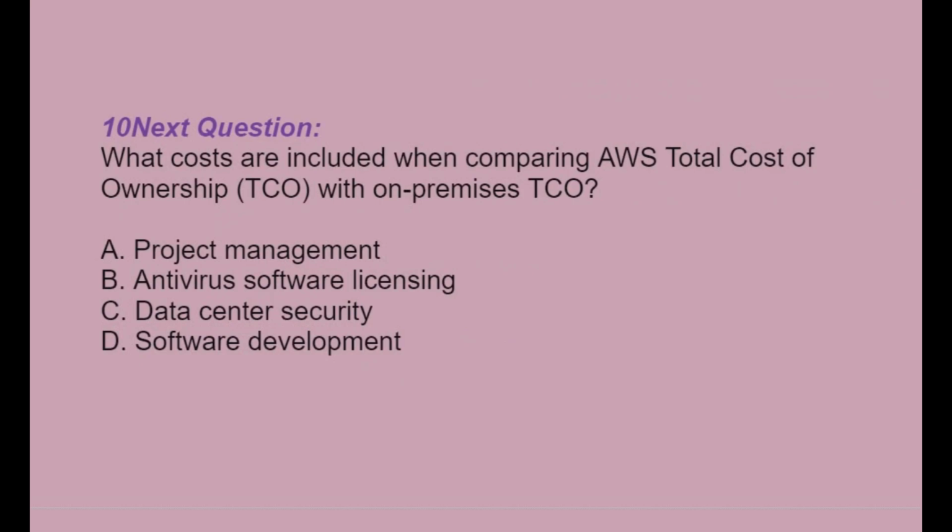Question is what costs are included when comparing AWS total cost of ownership, TCO, with on-premises TCO? Option A, project management. Option B, antivirus software licensing. Option C, data center security. Option D, software development. Correct answer is option A.